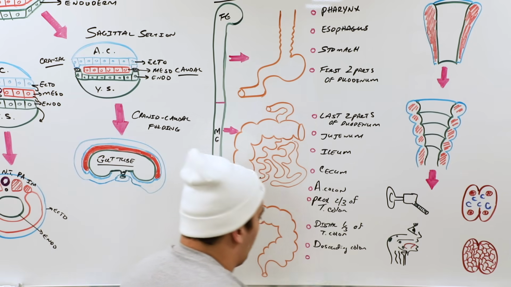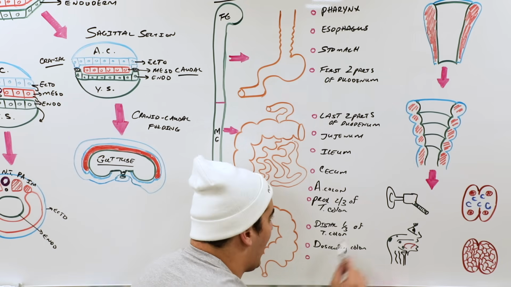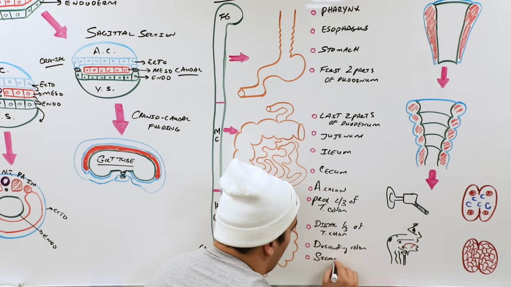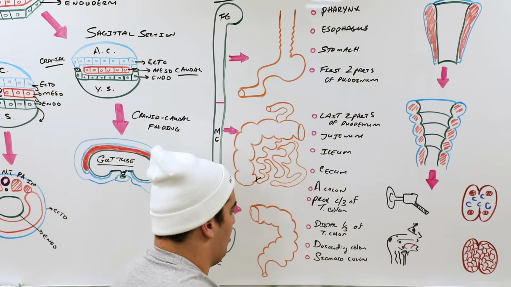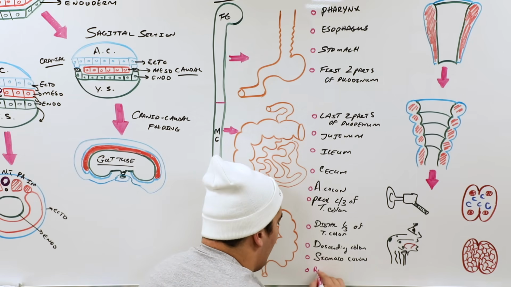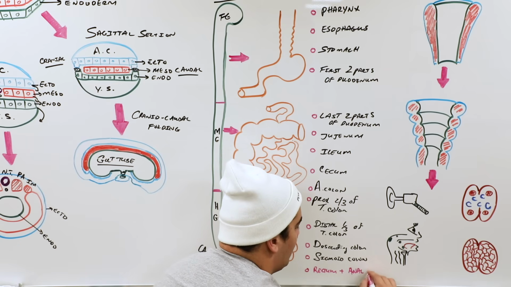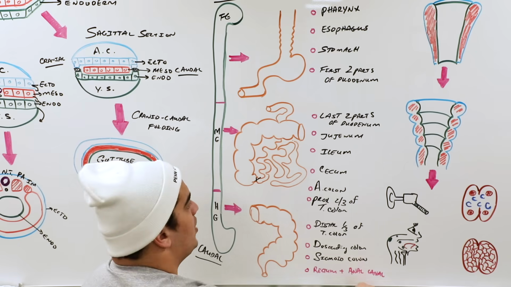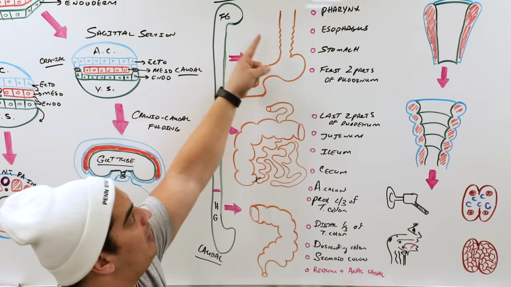What's after the sigmoid colon? The rectum, and then your anal canal. But we'll talk about what aspect of the anal canal in a second. But again, I want you to remember sigmoid colon, and then the last part is going to be the rectum and the anal canal. But we'll go a little bit more on the anal canal because it's actually a very specific part of the anal canal.